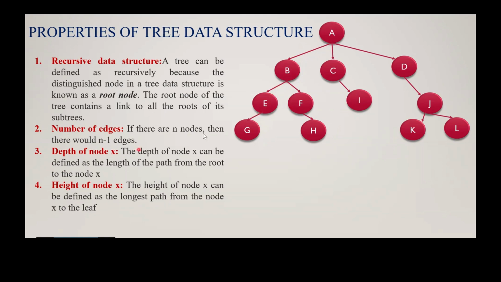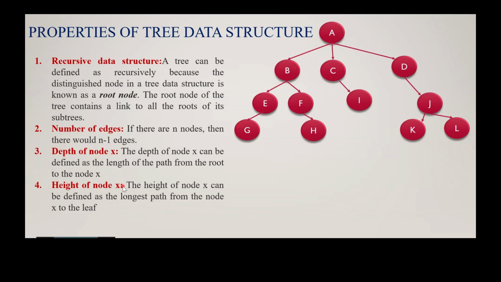So the depth of a node X. For example, we want to calculate the depth of B. B means it is the length from the root. What is the length? The length is 1, because to reach B from root A, we require only one path to travel. That's why the depth is 1.